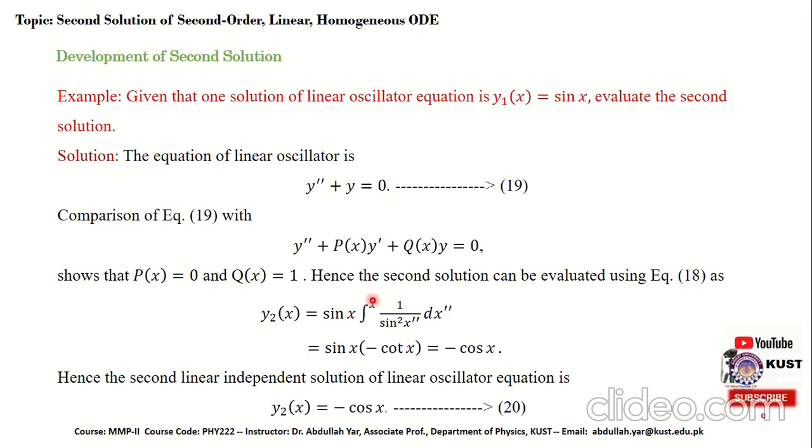The simplification of this integral leads to minus cotangent of x. If we simplify this expression, we will obtain minus cosine of x. Hence the second linearly independent solution of the linear oscillator equation is y2 of x equal to minus cosine of x, which can also be obtained by using the Frobenius method. With this, I end my ninth lecture.